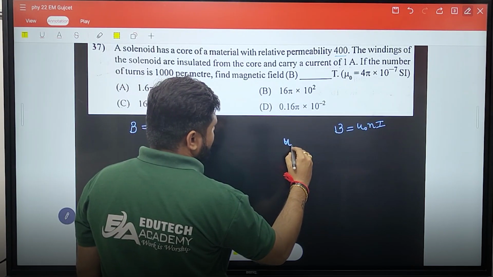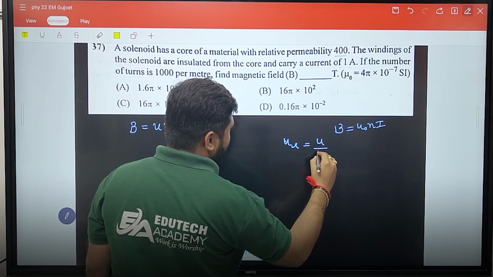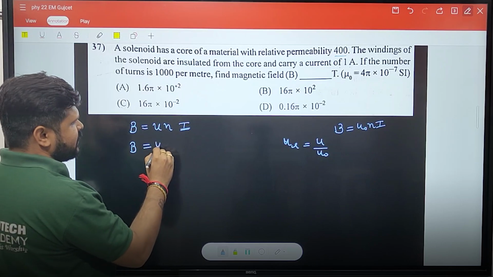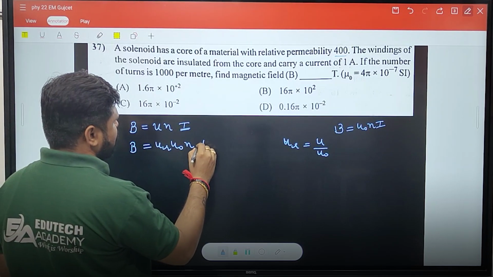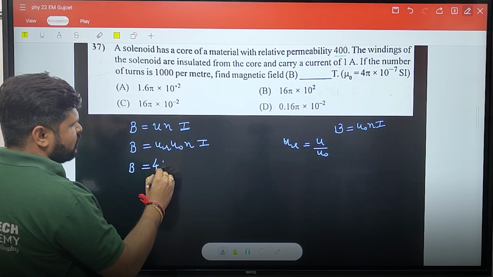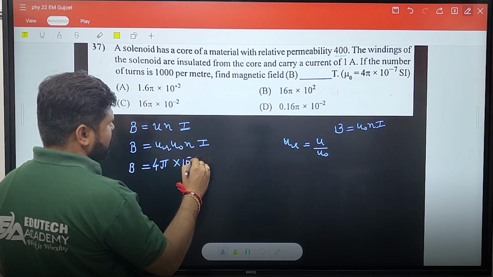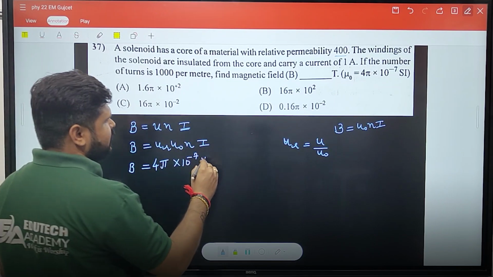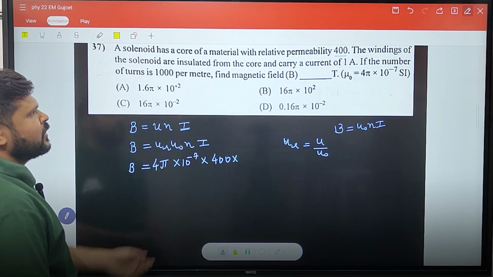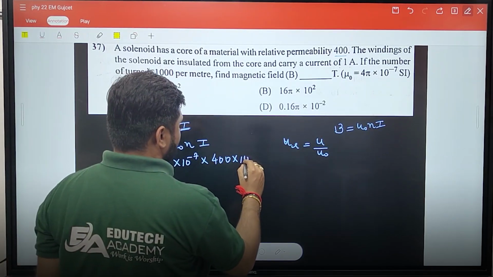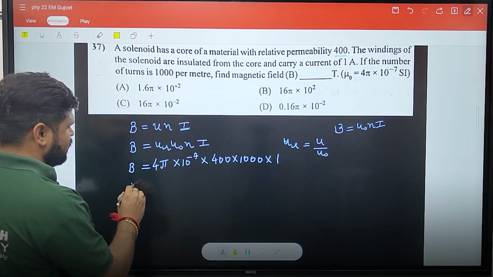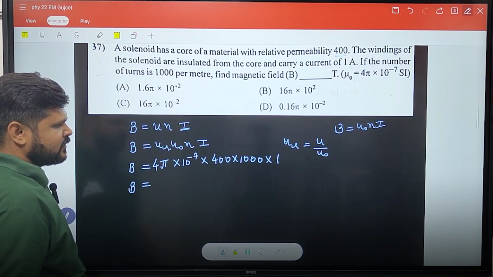We know that relative permeability μR is equal to μ upon μ0. So instead of μ, we can write μR μ0 n I. Just again place all the values. μ0 is 4π into 10 raised to minus 7, into μR, that is 400, and number of turns per meter is already given, 1000. Current is given 1 ampere.